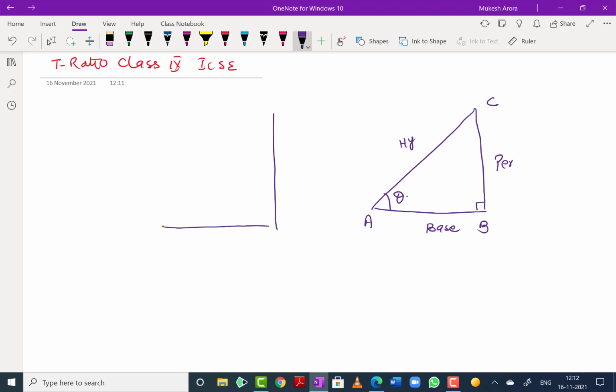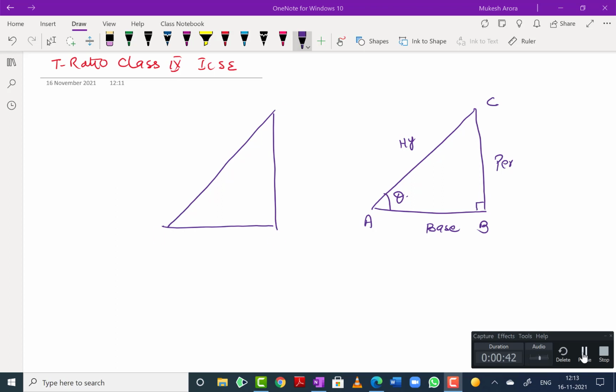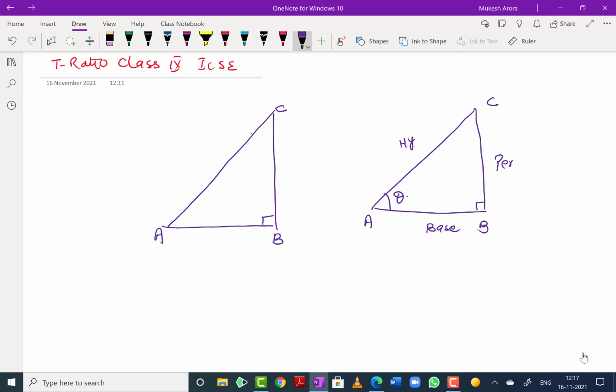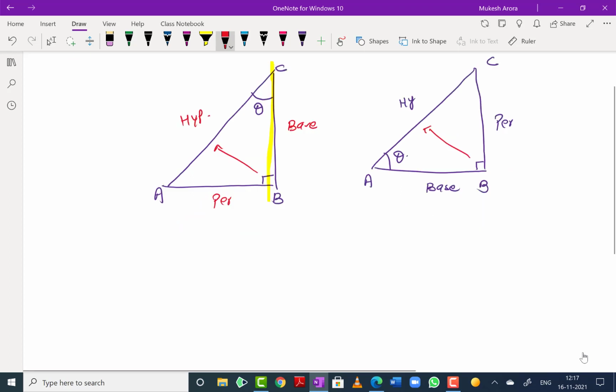But if the case is different, so if theta is here, then this line will be the baseline, this will be perpendicular and the hypotenuse will be unchanged and remain same. The side opposite to 90 degree is hypotenuse.